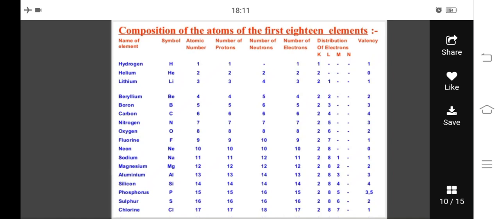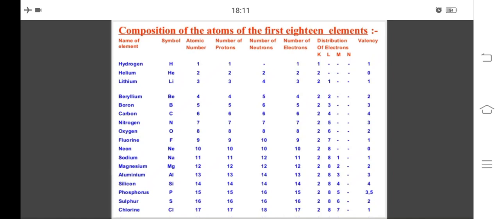Now see, fluorine has two options. Either it can lose these 7 electrons, then it will be having the K shell filled, or if it gains 1 electron, it will be having the L shell filled. So it's easier to gain 1 electron than to release 7 electrons. In this way an atom decides whether it wants to take or give an electron.